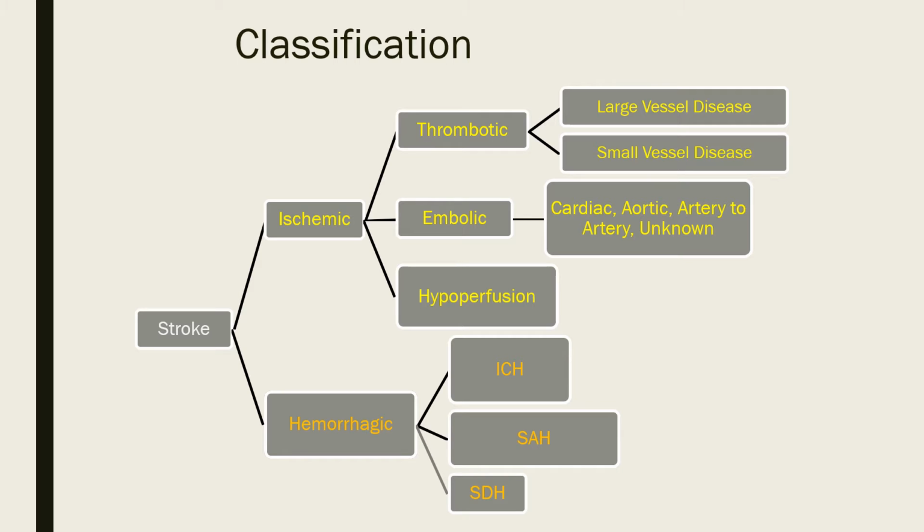These are further defined as intracranial hemorrhage, which is a broken blood vessel inside the brain, or a subarachnoid hemorrhage, which is a broken blood vessel on the surface of the brain, or a subdural hematoma, which is usually venous and due to trauma to the head.